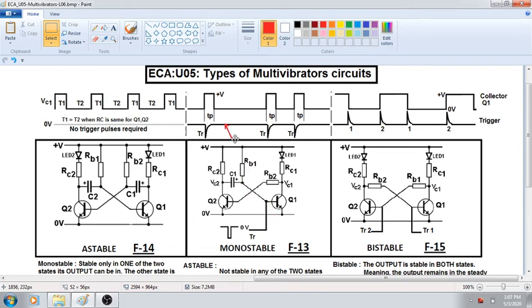Somewhere here you will give a negative trigger pulse to Q1. Then what will happen? Again the output of Q1 will go high. Again it will stay high until C1 charges to 0.7, and then again it will come back to 0. Every time you want this to go high, you will give a negative trigger pulse. That is how you make the circuit operate in the monostable condition.